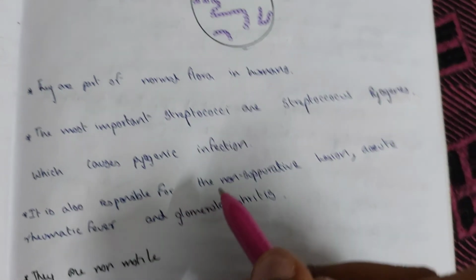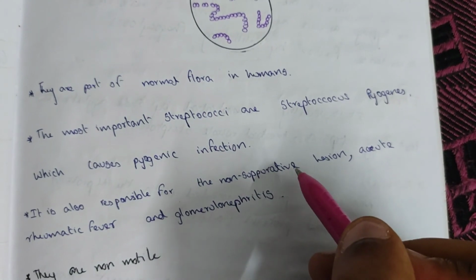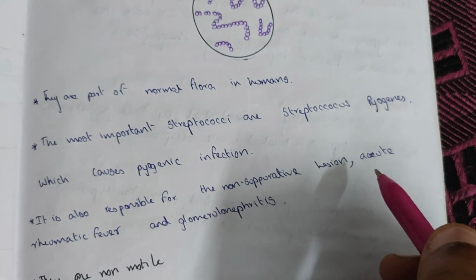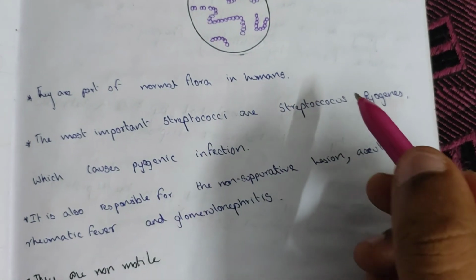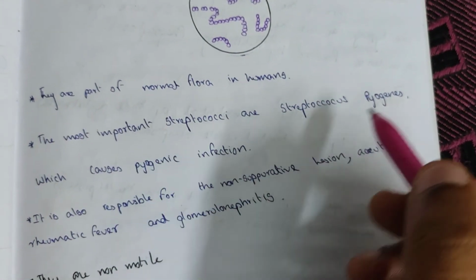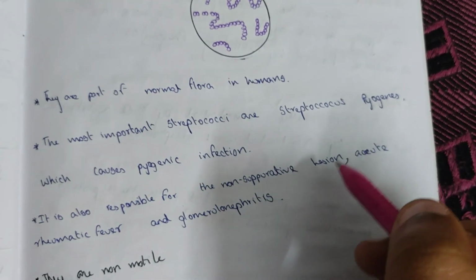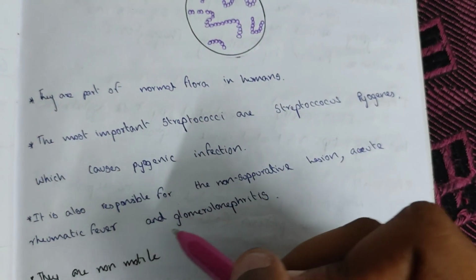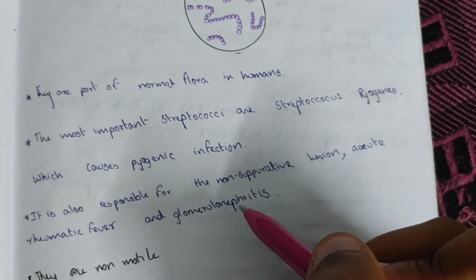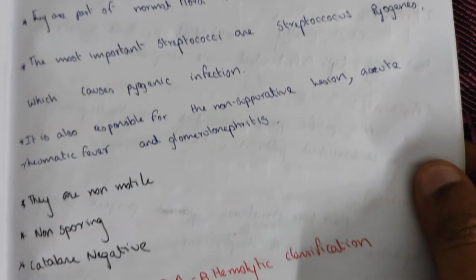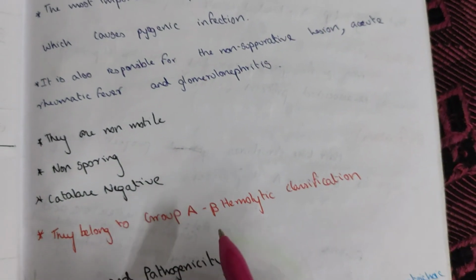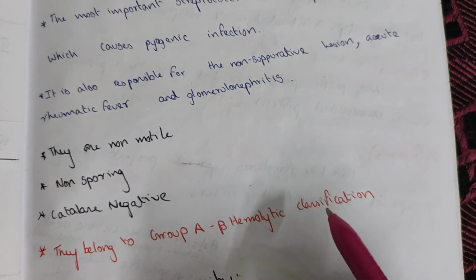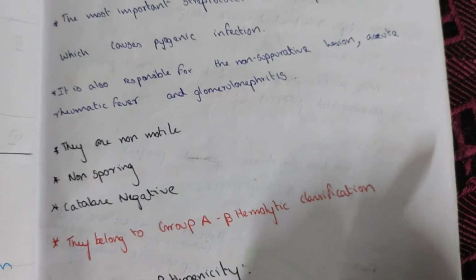It is also responsible for non-suppurative lesions, acute rheumatic fever and glomerulonephritis. They are non-motile, non-sporing, catalase negative, and they belong to group A beta hemolytic classification.